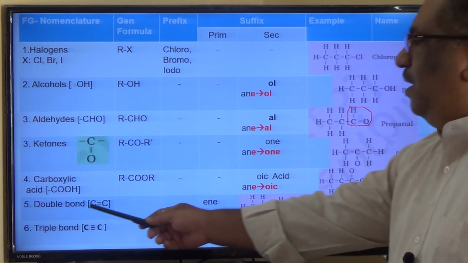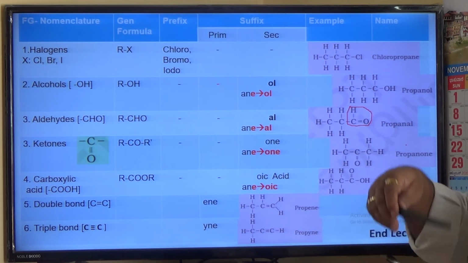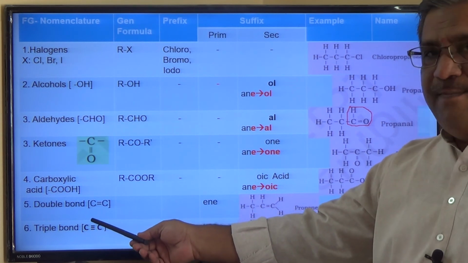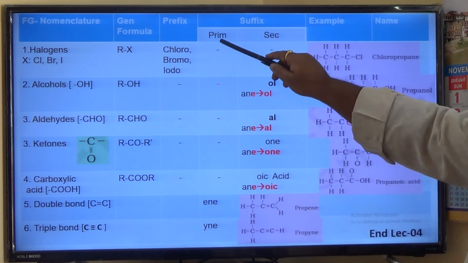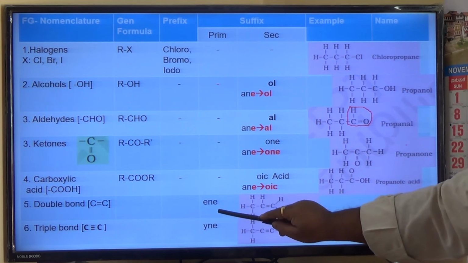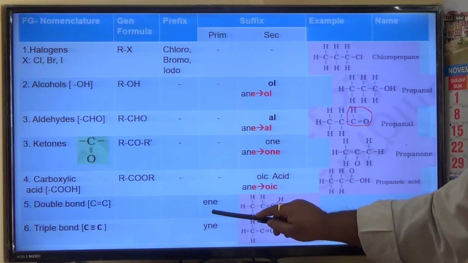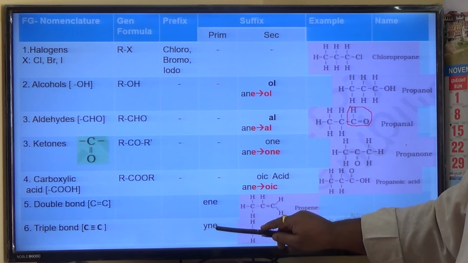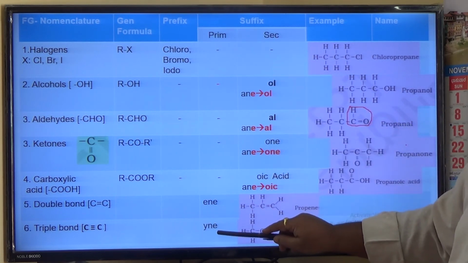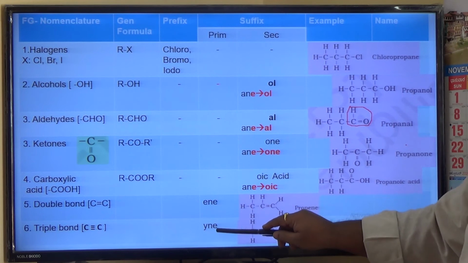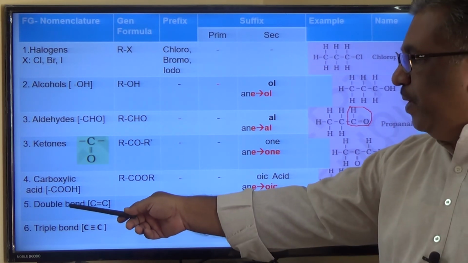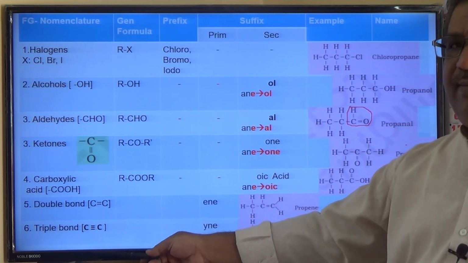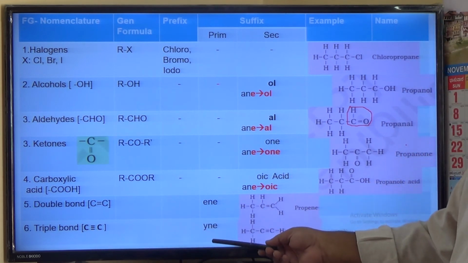Now, if in alkanes the carbon-carbon single bond is replaced with a double bond, then we have a primary suffix, ene, and those become alkenes that we have studied. And if there exists a triple bond between carbon atoms, the primary suffix will be -yne. This we have already studied, and those will be alkynes. So between the carbon atoms, if there is a double bond, those are alkenes. If there is a triple bond, those are alkynes.